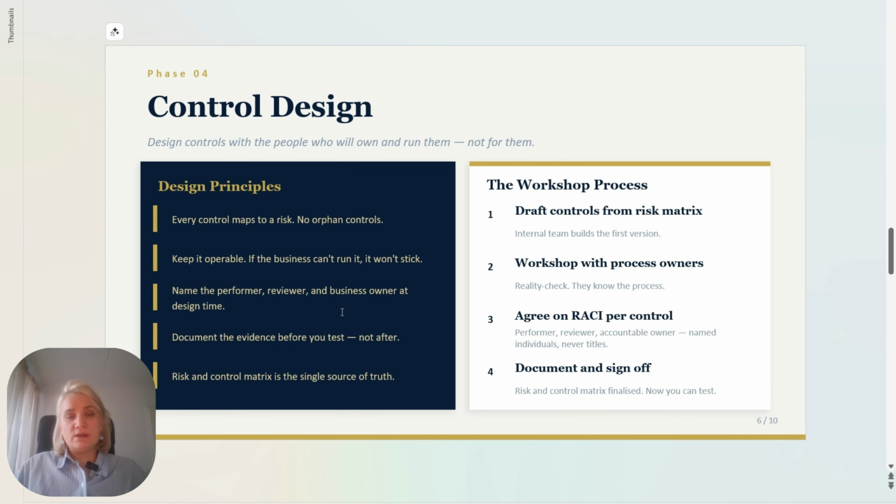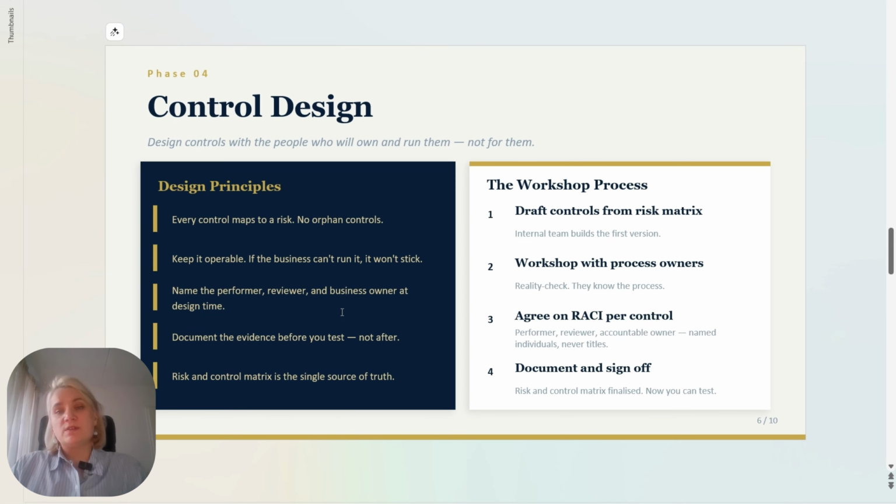Yes, so as I already mentioned, every control needs to be mapped to the risk. It should be operable, the business should run it, because the control is not only designed, it should live, it should breathe. And you always need to define the evidence. Again, I would not describe it today, because I would really encourage you to watch my previous video.